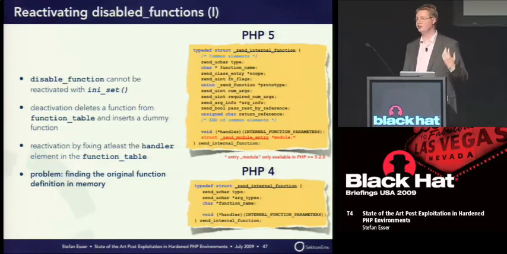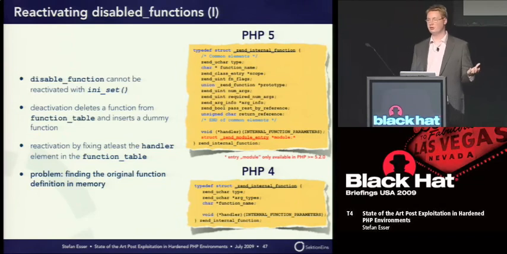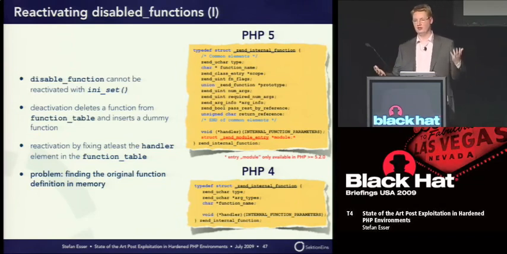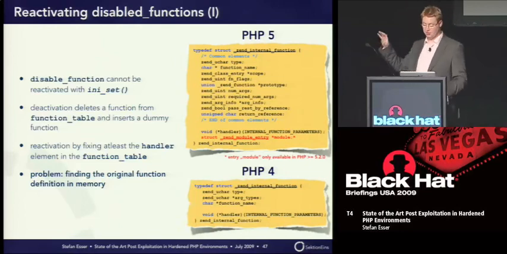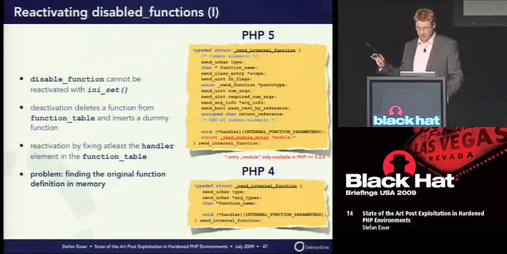So what we need to do is to find the original function definition in memory and just copy the pointers from there into the function hash table. So when you look here, you see again there's a very simple structure for PHP 4 and a very complicated structure for PHP 5. Both never changed. Well, actually in PHP 5.2 the structure got an added element that makes all this a little bit easier because it now contains a pointer to the extension, the PHP module. This wasn't there before, and I will not go into this because it would make everything too easy.